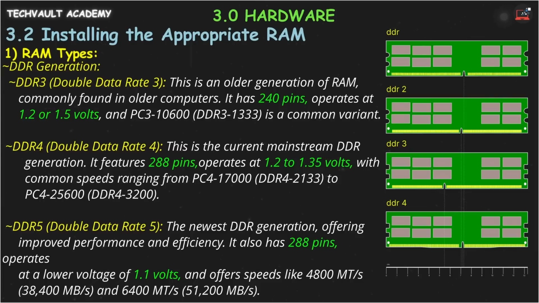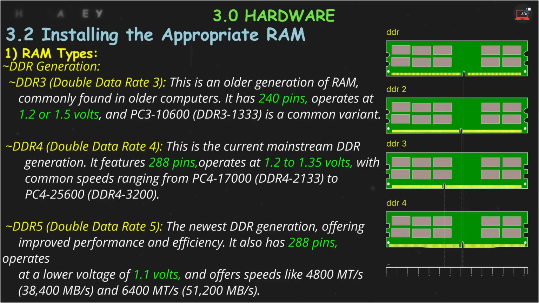DDR4, Double Data Rate 4. This is the current mainstream DDR generation. It features 288 pins and operates at 1.2 to 1.35 volts, with common speeds ranging from PC4-17000, DDR4-2133, to PC4-25600, DDR4-3200.